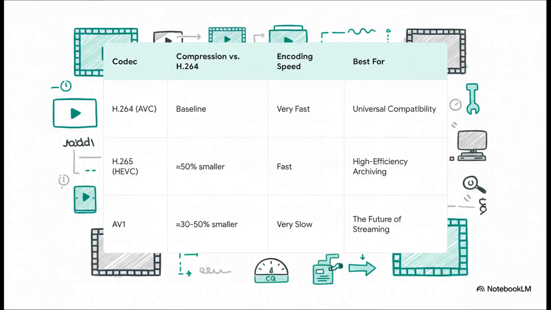Okay, let's break this down. The really incredible thing to see here is just how powerful H.265 is. You might also see it called HEVC. It gives you the same visual quality as the old standard H.264, but at roughly half the file size. That's not a small difference. For 4K video, that is an absolute game changer for your storage.